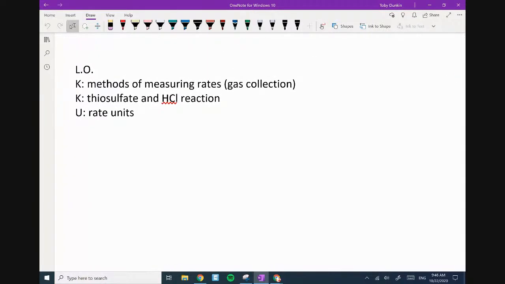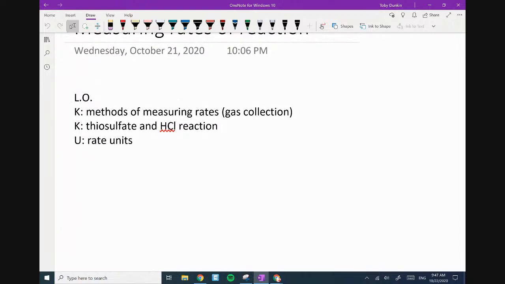Okay, methods of measuring rates, gas collection in particular. Then you've got the thiosulfate plus HCl reaction. Got to know that guy.